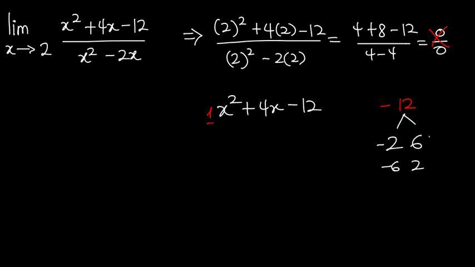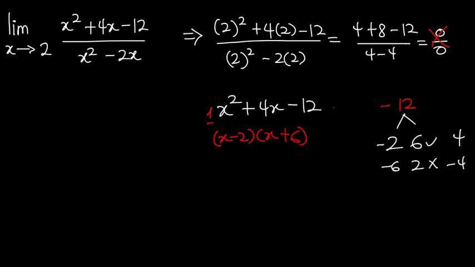Looking at the first product, if I multiply minus 2 by 6, I'm going to get a minus 12, and if I add those two, we are going to get 4. If I multiply the minus 6 by 2, we are still going to get a minus 12. But if I add those two, you are going to get what? Minus 4. But we want the 4, not the minus 4. So you are going to consider minus 2 and 6. From here, we can factorize the whole expression as x minus 2 multiplying x plus 6.